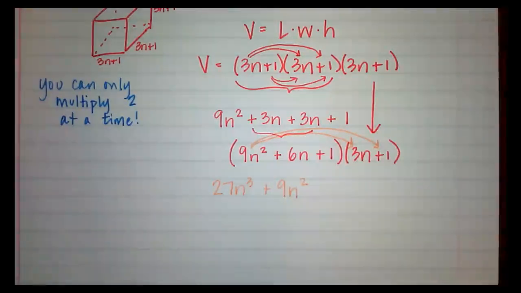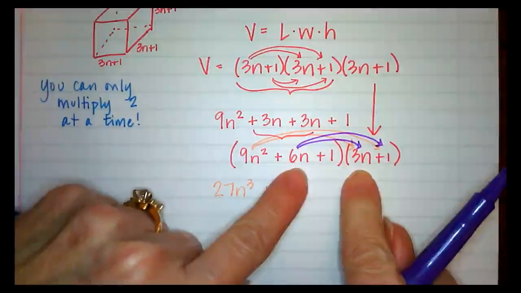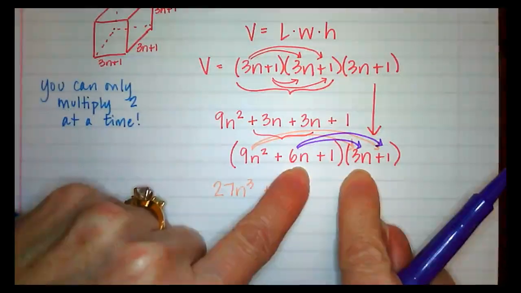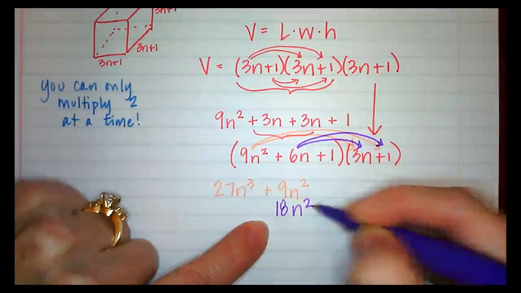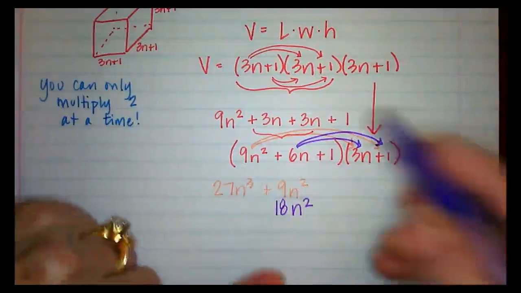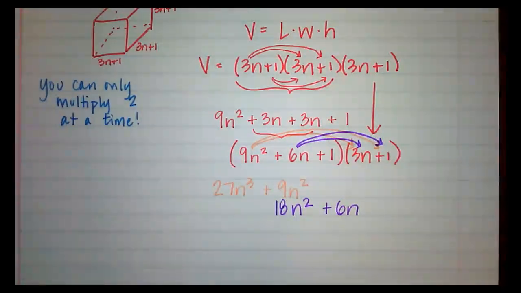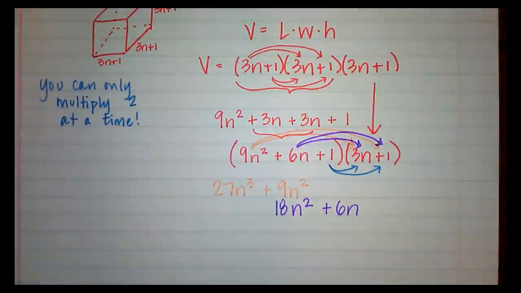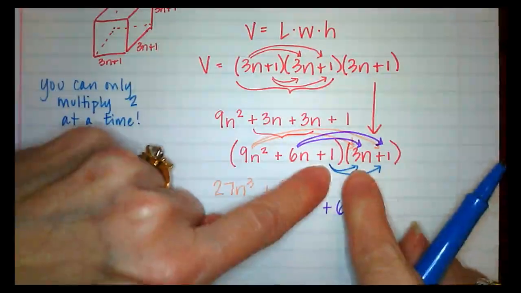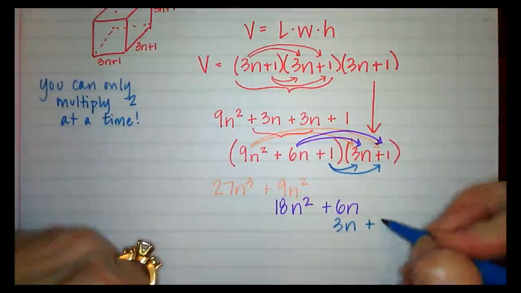All right, now we'll multiply these guys by 6n. So when we multiply these together, we'll get 18n squared, which will line up right here. So 18n squared plus 6n. So remember, I like to stack my like terms. I think it's easier at the end if we have them stacked. And then now we need to distribute this 1. So when we multiply those together, we'll get 3n, which I'm going to stack right there, plus 1.